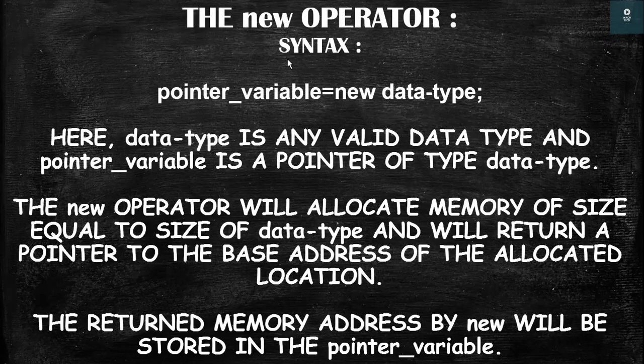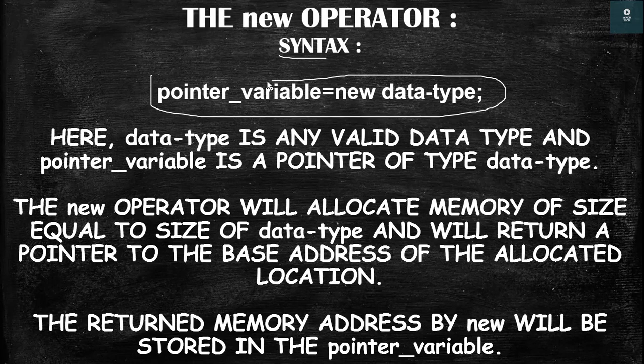Now we'll see the new operator. The syntax for this is given here. First write the pointer variable name, then give the equal to sign, and then write the new keyword. Then give a space and write the data type, that is integer or float or anything. This is the syntax, and we'll see an example afterwards.